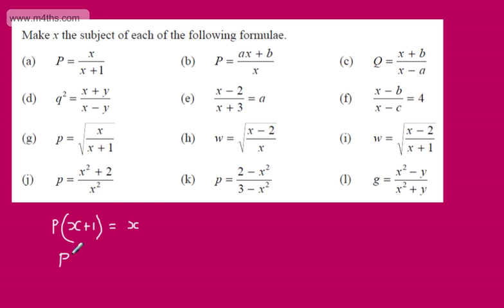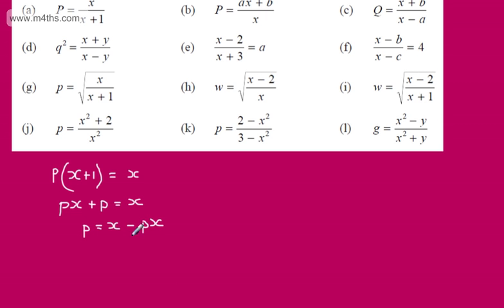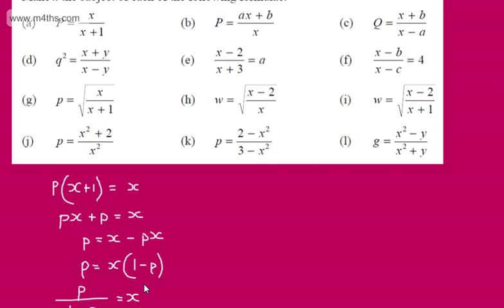I now expand the bracket. That gives me px plus p is equal to x. I'm now going to subtract px from both sides. So p is equal to x minus px. The reason I'm doing this is that on the right hand side I want terms involving x only, or terms that have an x in, and then on the left hand side I want terms without an x. I'm now going to factor the right hand side, x, then we'll have 1 minus p, and then I divide through by the content of the bracket. p over 1 minus p is equal to x, and I've made x the subject.